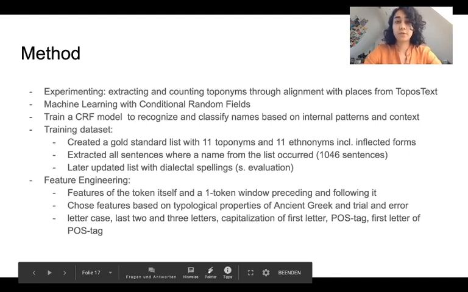So the next step would be feature engineering. And while machine learning itself is pretty language independent, feature engineering relies a lot on the type of data, the type of language you're working with. So for example, ancient Greek is highly inflectional, which means that word endings bear a lot of meaning. So we use word endings as one of our features. We also use letter case. So we looked at whether the target word is capitalized or not, because similar to English, names are also capitalized in ancient Greek. We also use POS tag information from an XML file, I think from the Proiel Treebank, and we also use the first letter of the POS tag as one of the features.